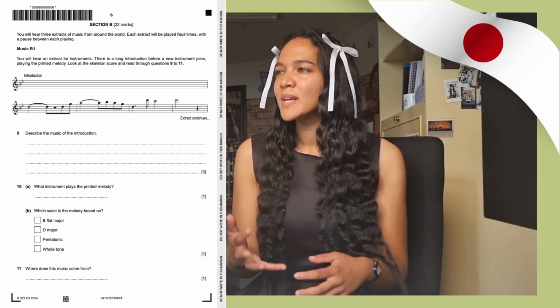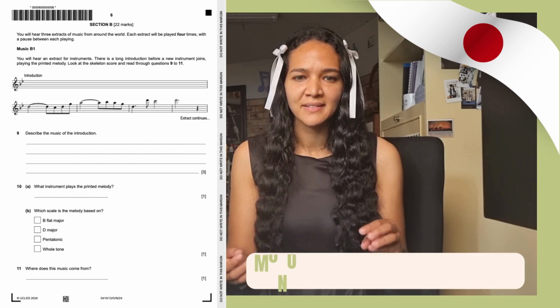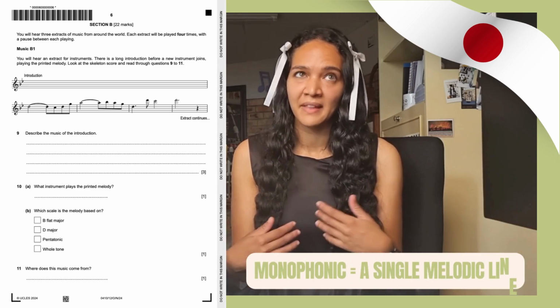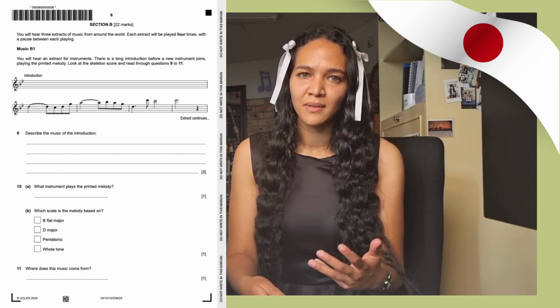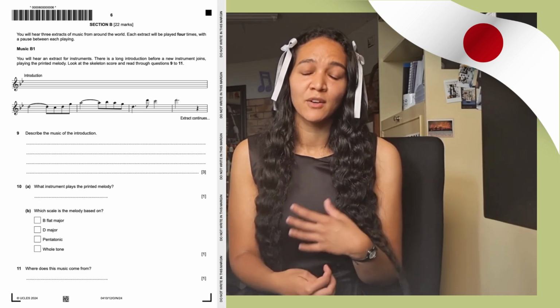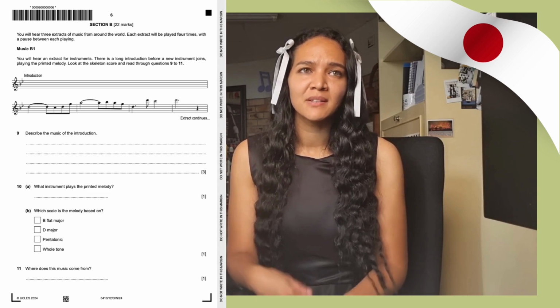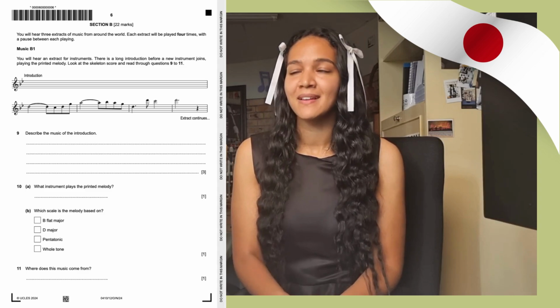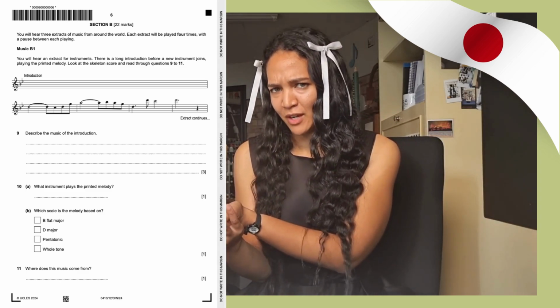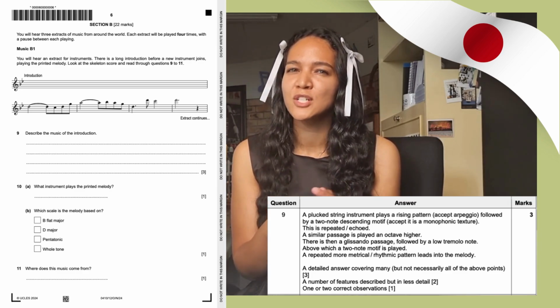Now also we can describe the music in terms of texture, and it's definitely monophonic here. You hear a single melodic line. So even that will give you a mark over here. This is then repeated or echoed. A similar passage is also played an octave higher. There's a glissando passage afterwards followed by a nice little tremolo. And then there's definitely a repeated, more metrical type pattern that follows. And then this leads directly into the melody, the printed one that's then played by the shakuhachi. So any of those 3 facts would then get you your marks.